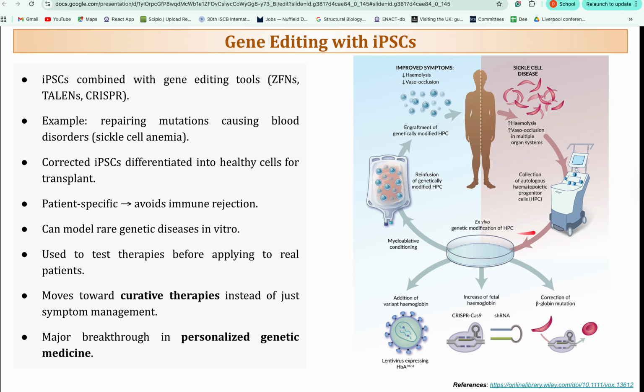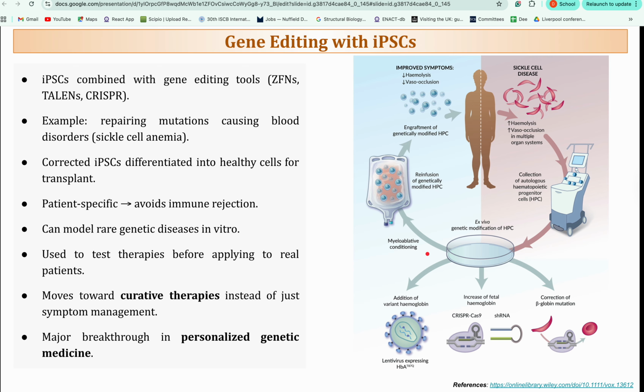Ex vivo genetic modification of these HPCs is done, in which we correct the beta globin gene. In the beta globin gene, there is a mutation which leads to the sickle structure of the RBCs. So we correct that mutation such that the beta globin gene gives rise to healthy RBCs, and it leads to an increase of fetal hemoglobin. CRISPR-Cas9 can help us increase the fetal hemoglobin, and variant hemoglobins can be added by using a lentiviral vector expressing HbA T87Q. All these three different types of modifications can be done ex vivo for these hematopoietic progenitor cells.